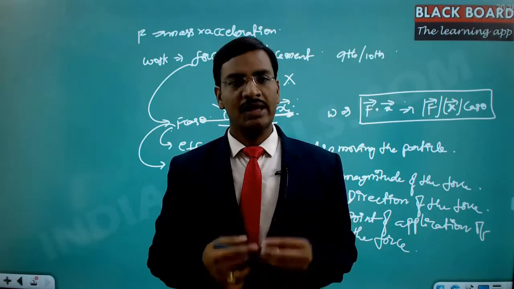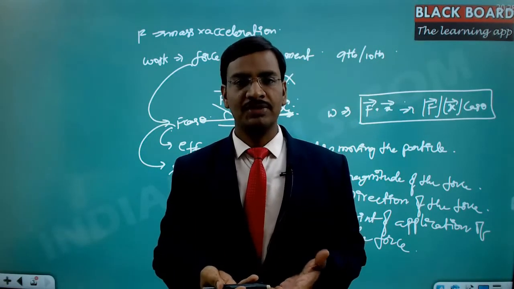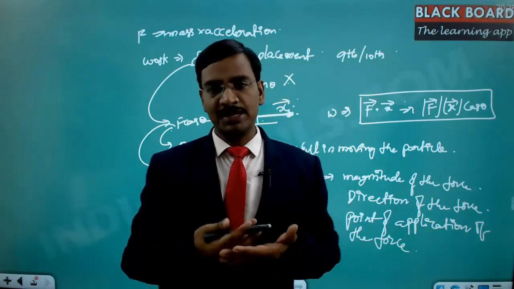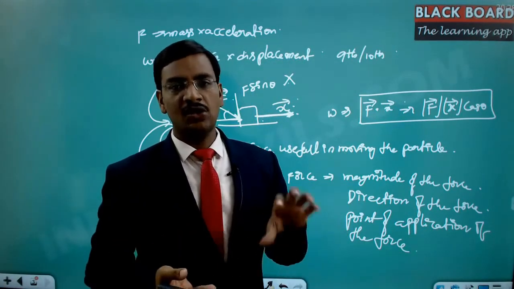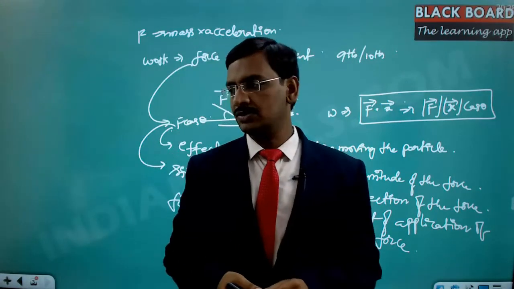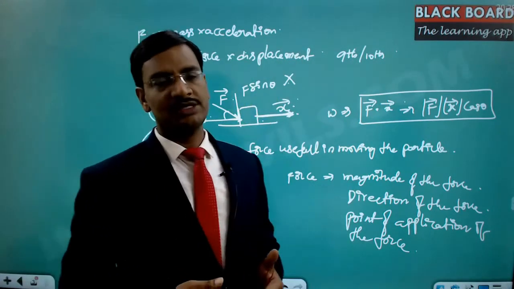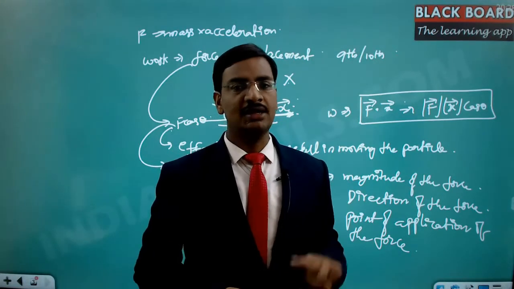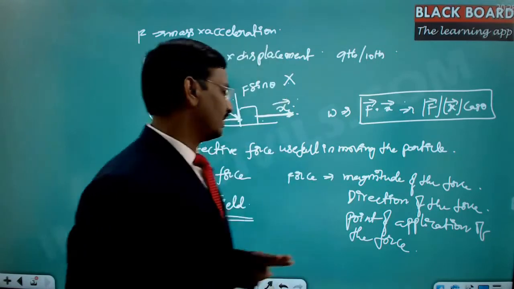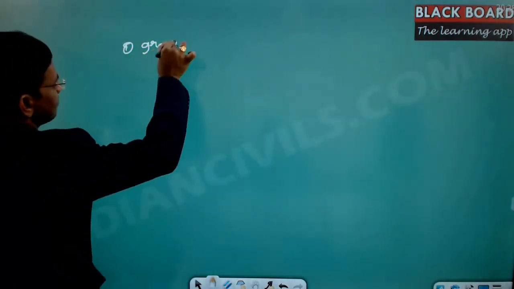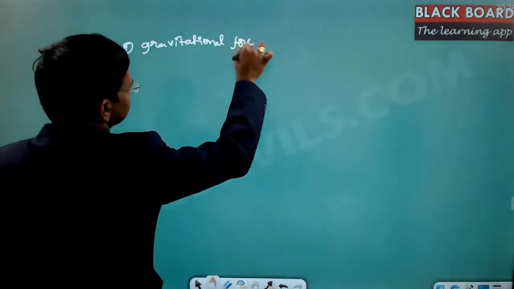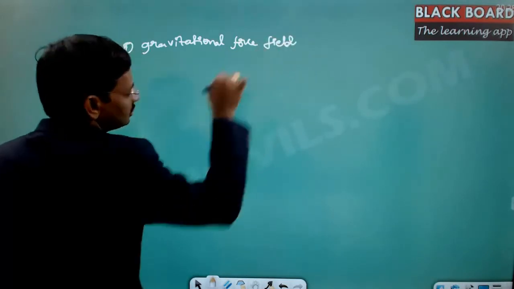So we have to come up with a new concept called the force field. That means it is present everywhere. If it is present everywhere, then that scenario is called the force field. There are different kinds of force fields that we will be talking about. Usually the most standard force fields are three different ones. One is the gravitational force field. And this is what I just explained.